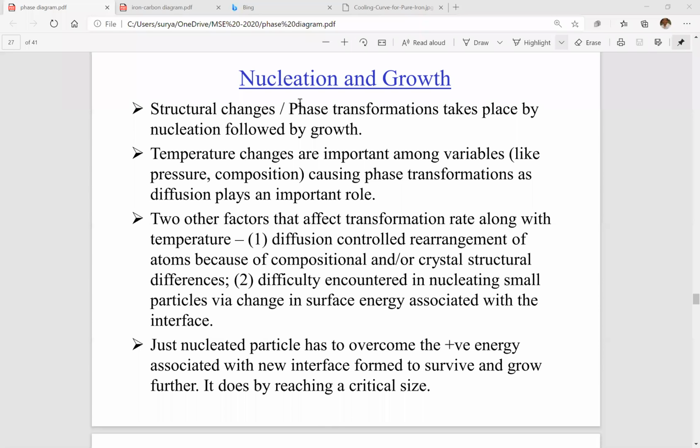So today we'll read about nucleation and growth. When we talk about phase diagrams and the different phases that will form, there will be structural changes. That means the microstructure of the material will change. These structural changes take place in two ways: one is nucleation and the other is growth. So we'll study what nucleation is and what growth is.